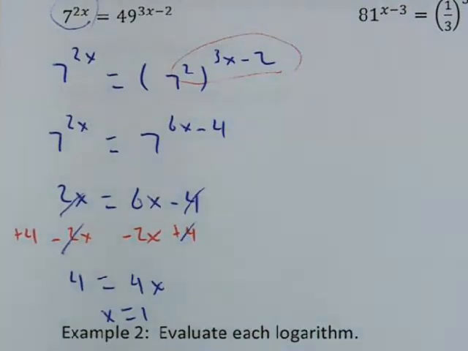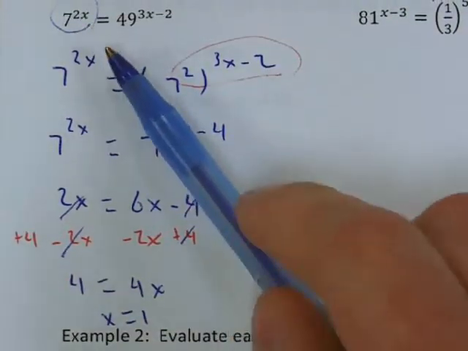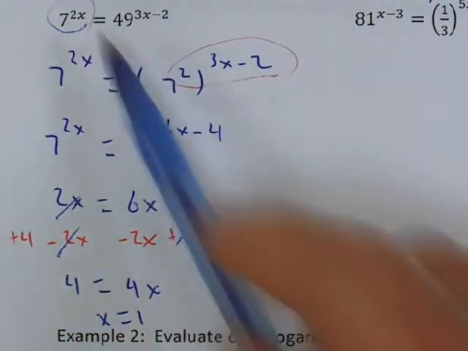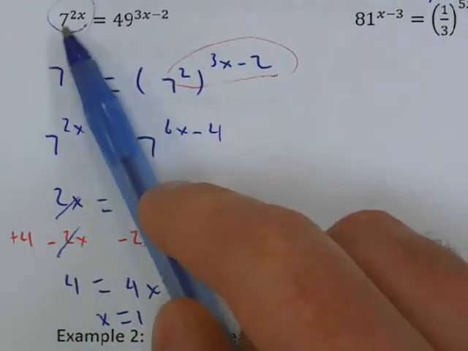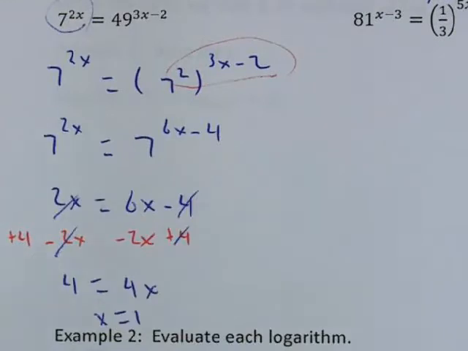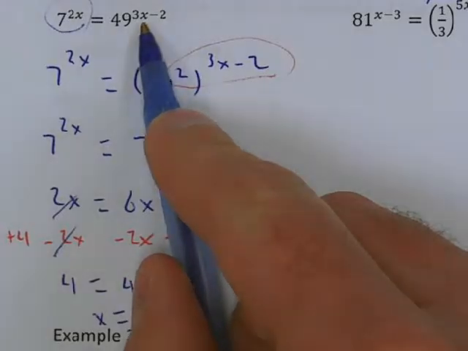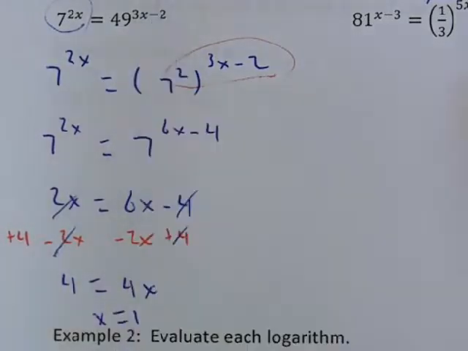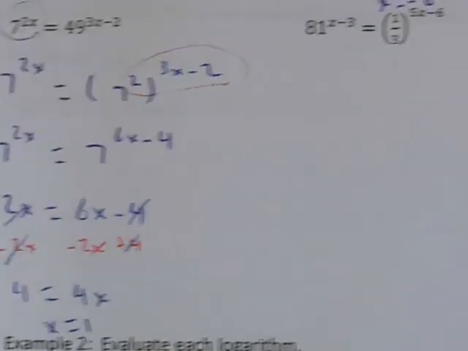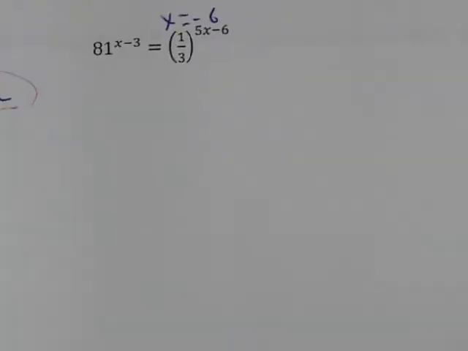And again, plug it in and see if that actually works. In fact, we can do this one pretty easily in our heads. If I plug in 1, 2 times 1 is 2, 7 to the second power is 49. So I get 49 on the left, and then if I plug in 1 here, 3 times 1 is 3, minus 2 is 1, and then 49 to the first power, yeah, that's also 49. So it does work. We didn't do it on the other ones, but keep in mind, if you're ever unsure about an answer, plug it in and check. All right, 2 more to go in this section.